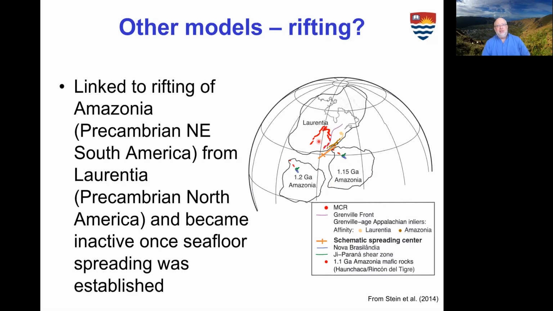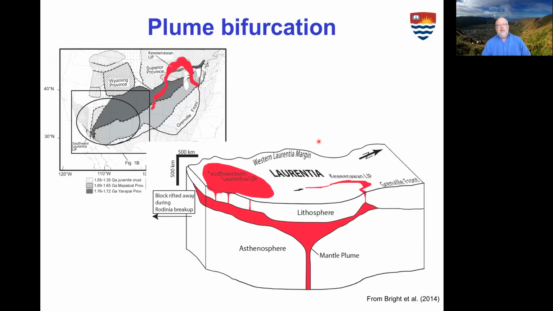I struggle a little with how this model works. It's not something I'm really convinced fits the data we have, but it's a model that's out there. Bright, who did the work down in the Southwest US and found the units down in Arizona, suggested that perhaps the plume had come up and bifurcated. So it went down to the Southwest and generated a whole bunch of stuff, and then up towards Thunder Bay and Lake Superior to generate the Keweenaw LIP.